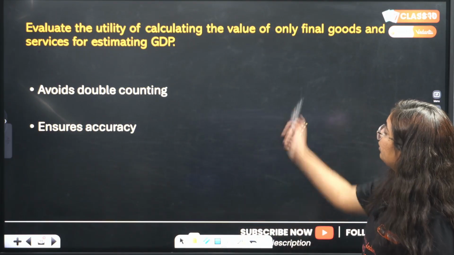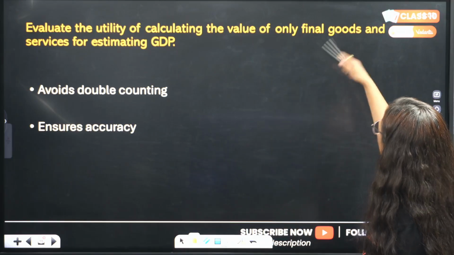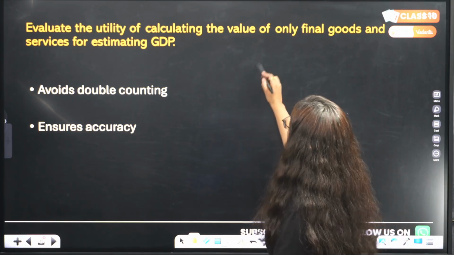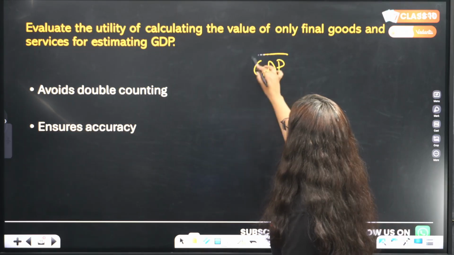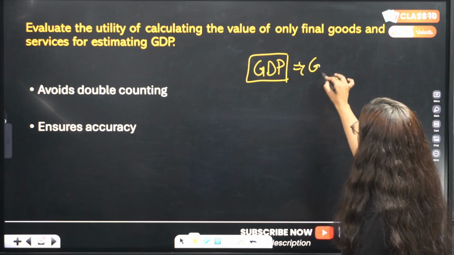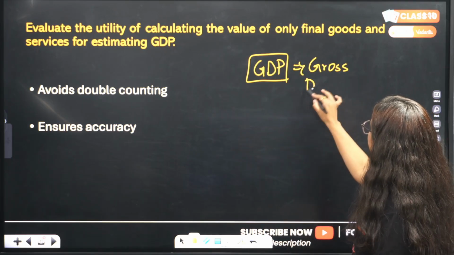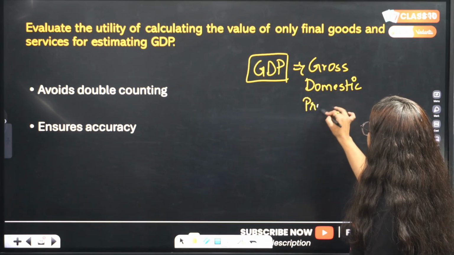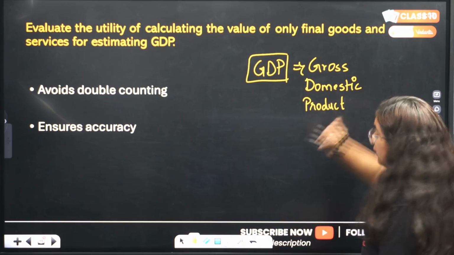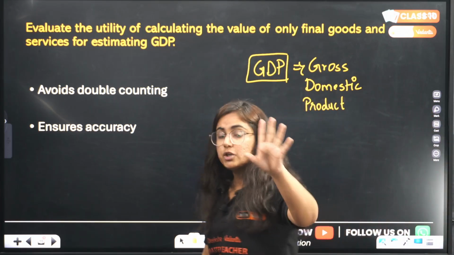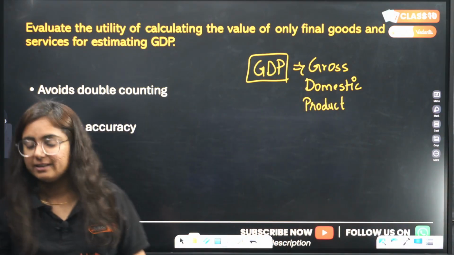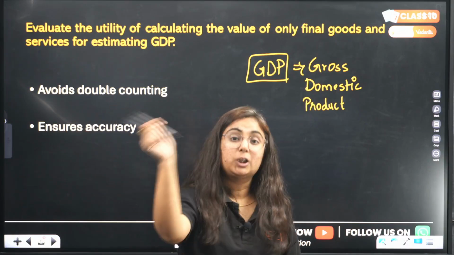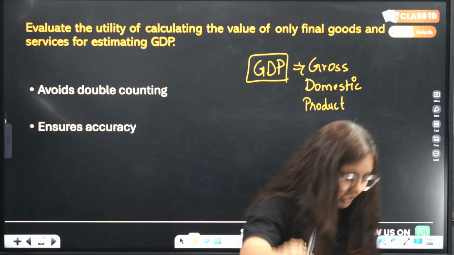Next, evaluate the utility of calculating the value of only final goods and services for estimating GDP. Okay, a very important question talking about GDP. What is GDP? GDP stands for gross domestic product. What do you mean by that? So students, gross means total, domestic means hamare ghar mein, and here hamara ghar means India. So basically the total production that is done in our country.